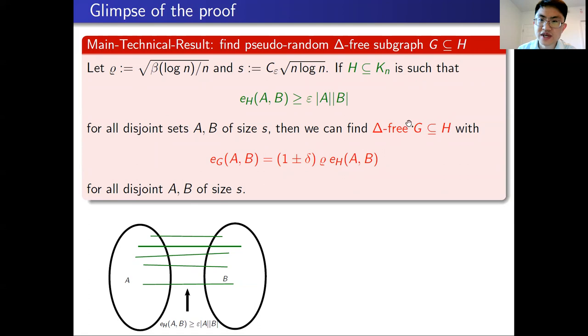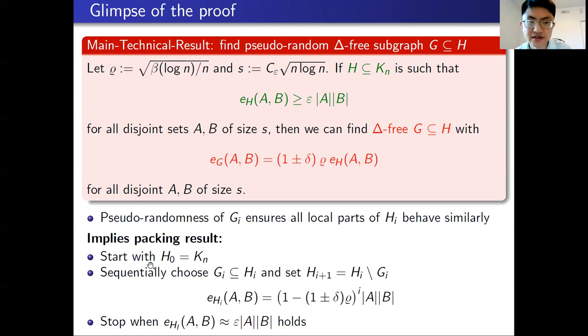So here, the graph G behaves like a pseudo-random triangle-free subgraph of H. It behaves like a rho-random subgraph of H, but it's triangle-free. So we call this property the pseudo-random property of G. Especially, this condition implies that the number of edges between A and B in G is greater than zero. Therefore, it means the independence number of G is at most 2s. Therefore, the triangle-free graph G is a nearly optimal R(3,t) graph. This Mantel-Kronecker result will imply our packing result.